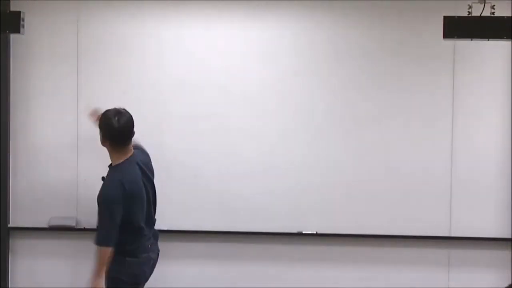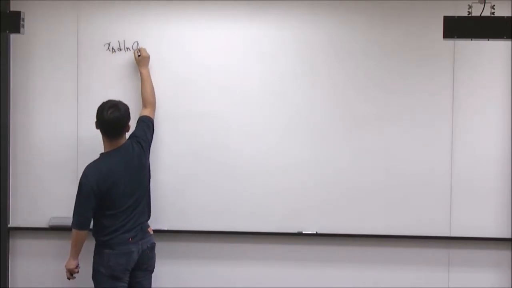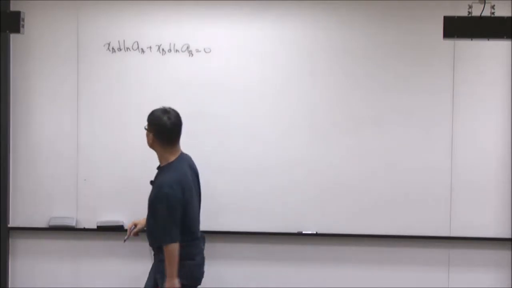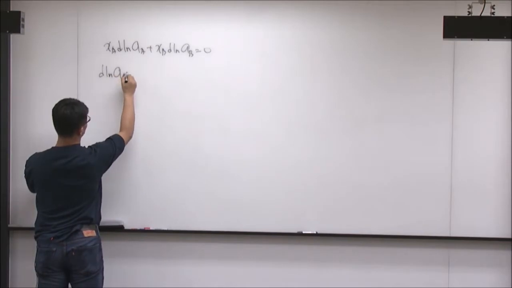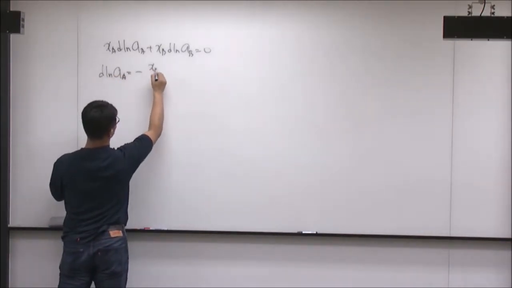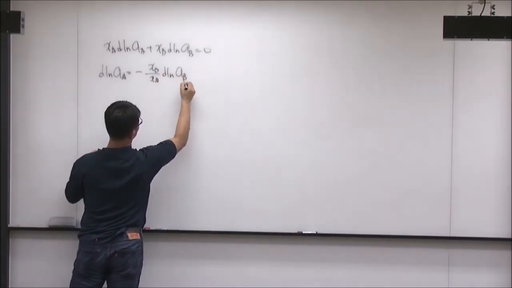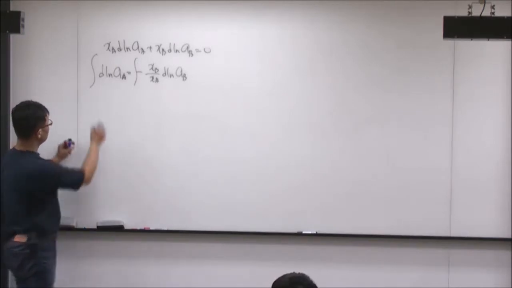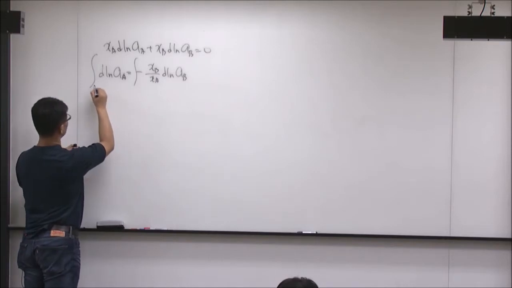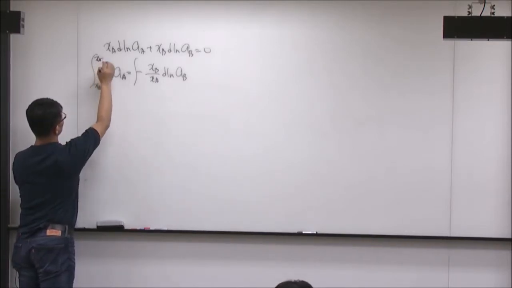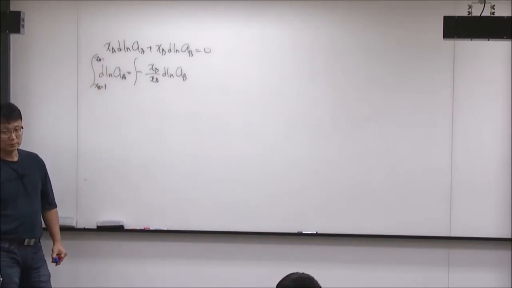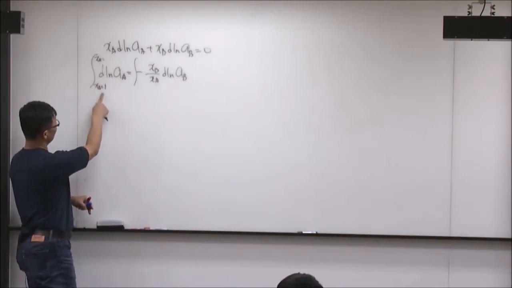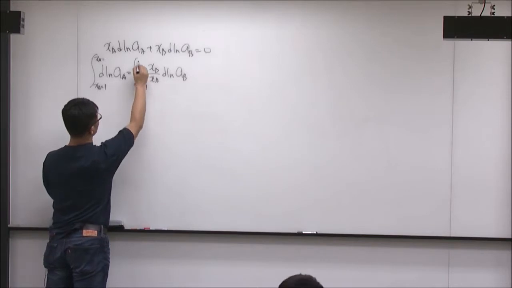So if you're using the first relationship, with XA, basically it is d ln aA equal to minus the ratio times d ln aB. Let's do the integral on both sides. You can do it from XA equal to 1 to a certain XA. If you start from XA equal to 0, this becomes zero, so it's very difficult to actually calculate. So at least let's start from XA equal to 1 to a certain XA.